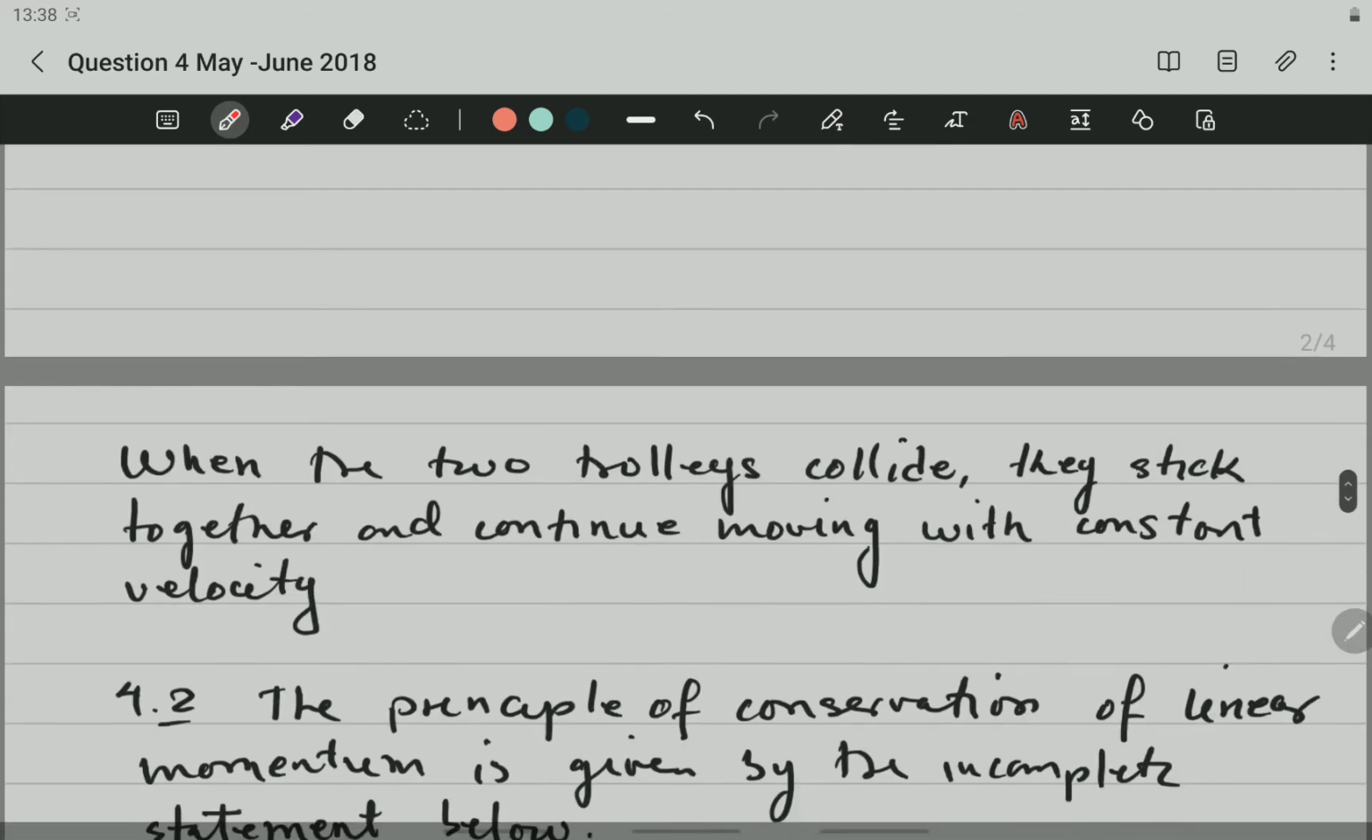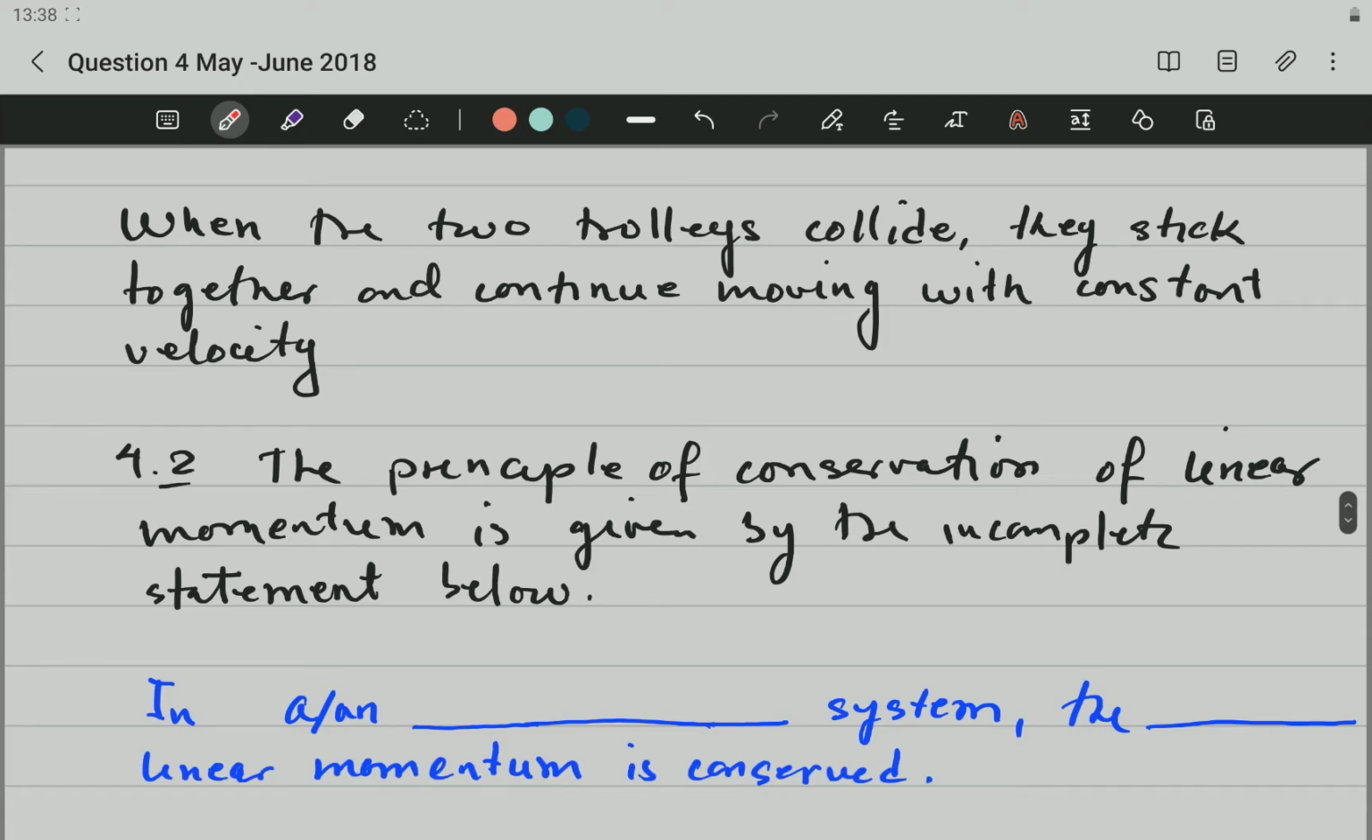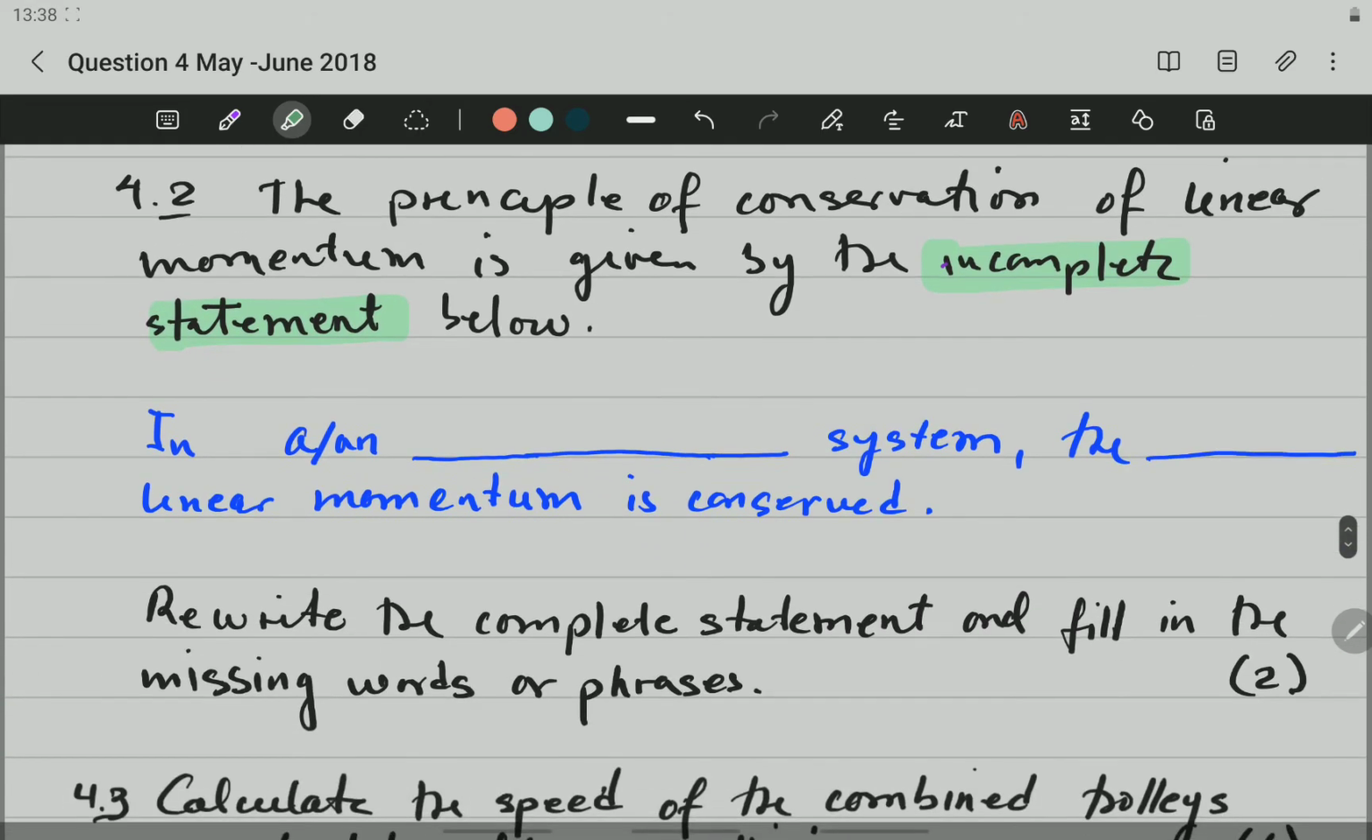The next question says when the two trolleys collide, they stick together and continue moving with a constant velocity. The principle of conservation of linear momentum is given by the incomplete statement. This statement here is incomplete, so remember, it is an incomplete statement. The statement says in either a or an system, the linear momentum is conserved. So what is going to be the first part? In a or an, closed or isolated.